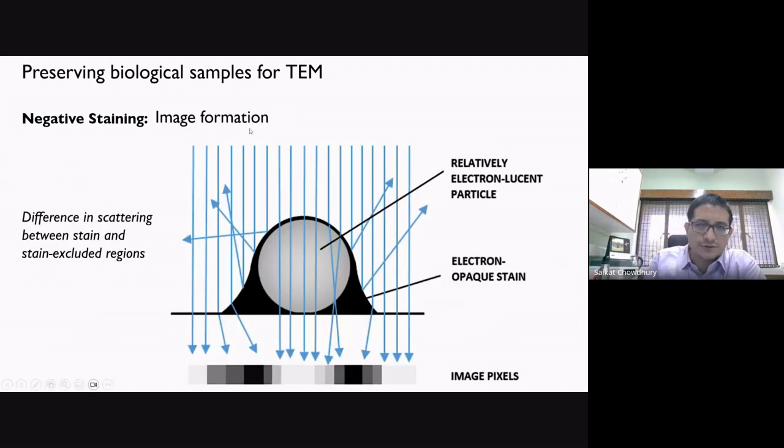In the next slide, I'm going to show you. So essentially what happens is, this little circle in the middle that you see is where your protein or your biological sample would be. Then you have a casting of stain, which is this black region on top of that. And the blue lines are essentially the electron beam that is hitting the sample.